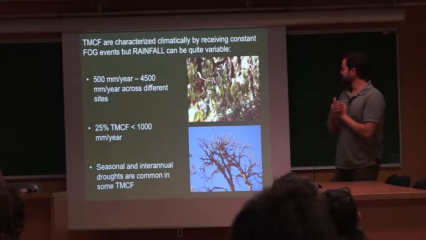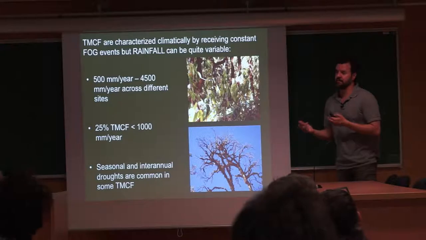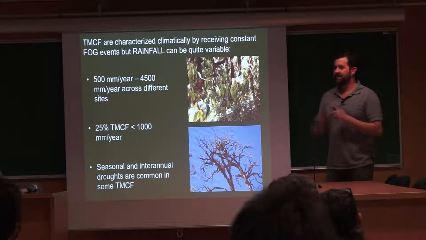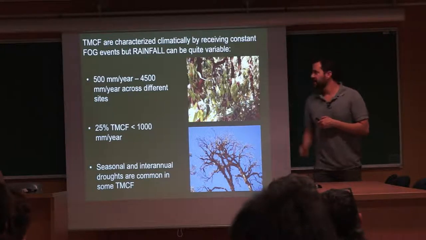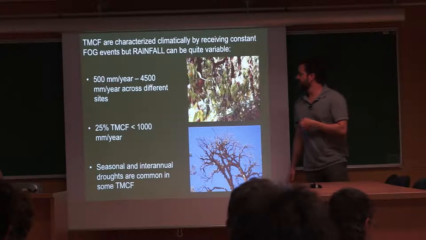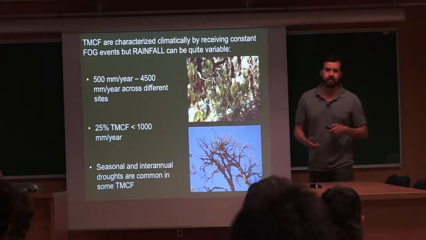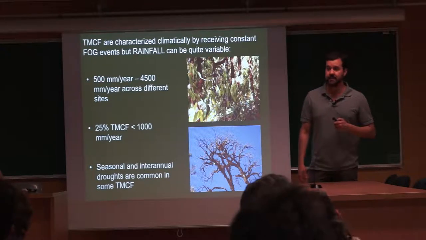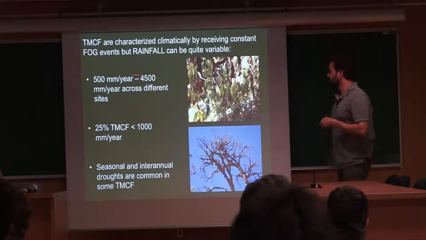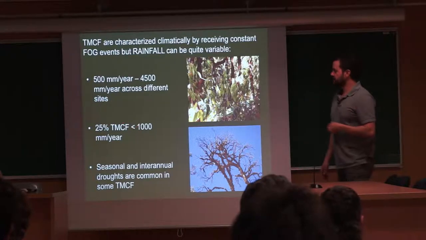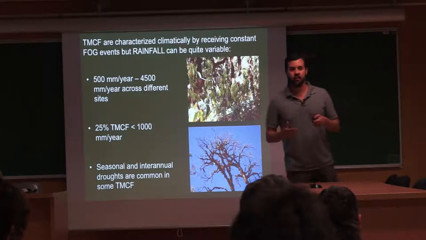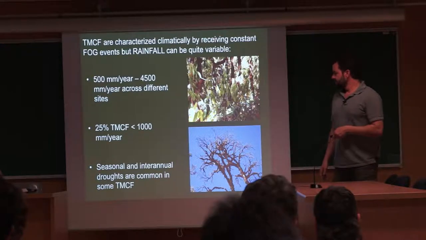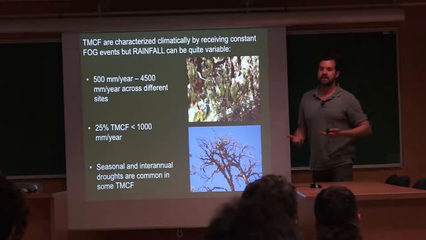Well, despite this widespread occurrence and the fact that the clouds occur most of the time, these forests occur across a very wide rainfall gradient. There are cloud forests that occur in areas with annual mean rainfall as low as 500 millimeters per year, all the way to 4,500 millimeters. And most tropical montane cloud forests occur in areas where annual rainfall is lower than 1,000 millimeters. Okay? And both seasonal and interannual droughts are very common in tropical montane cloud forests.